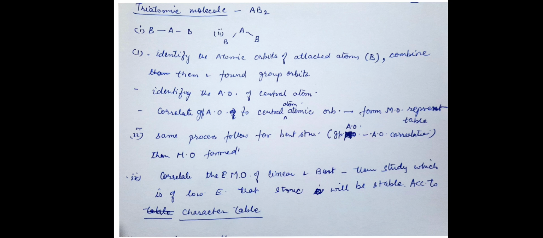The same process is followed for the bent structure: group atomic orbitals, correlate them and then form the molecular orbitals. And what is the last step? Correlate the energies of the molecular orbitals of linear and bent, then study which is of lower energy. That structure will be the stable one according to the character table. Now, how to draw the Walsh diagram?